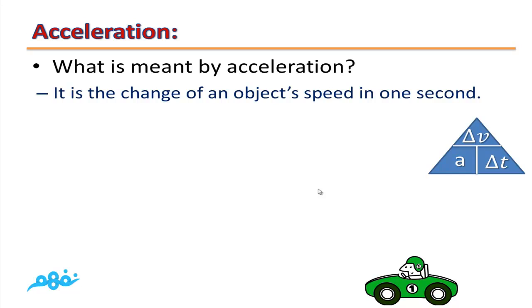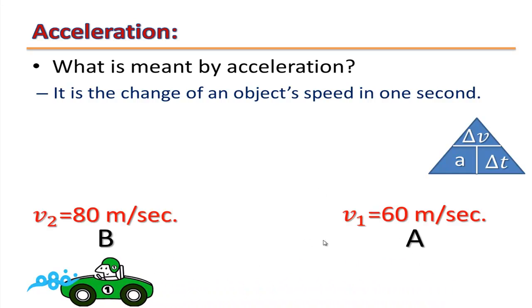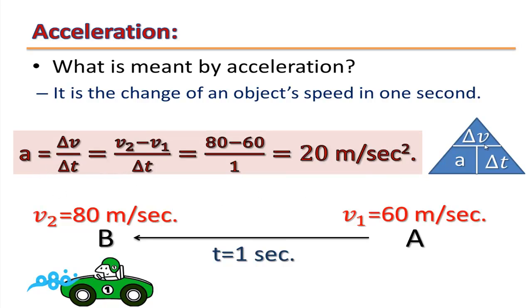For example, if we have a car, this car moved from point A to B, and we measured its speed at A, and we will call it V1 equals 60 meters per second. Then we measured its speed at B, and we will call it V2 equals 80 meters per second. This car moved from point A to B during 1 second. So from the definition, to calculate its acceleration equals delta V over delta T. Delta V means V2 minus V1. We will call V2 the final speed, V1 the initial speed.